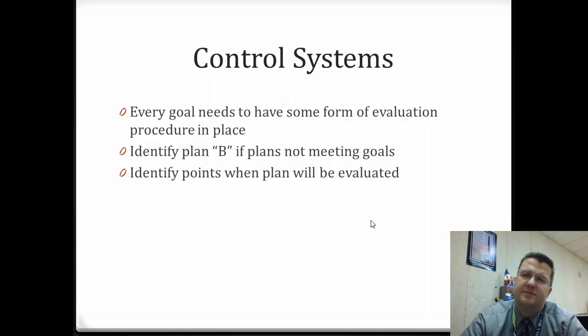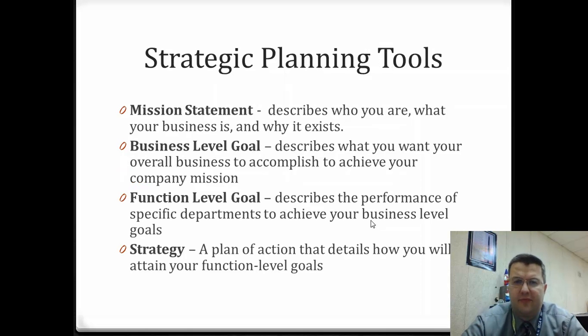You don't want to just be at the end of the goal cycle and say, oh, gosh, we missed the goal by 30%. You put control systems in place to identify, is there a plan B method I need to enlist? And so you need to identify those points and times when the plan will be evaluated.